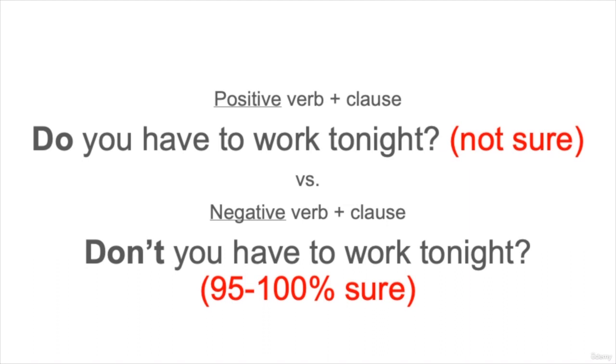Here's an example of a positive question and a negative question. So the positive question with a positive verb and clause, do you have to work tonight? Means you are not sure at all and you're asking for the first time. You're not sure of the answer. A negative question with a negative verb and clause, don't you have to work tonight? Means you're 95 to 100% sure that they do have to work tonight and you expect them to say yes to this question.